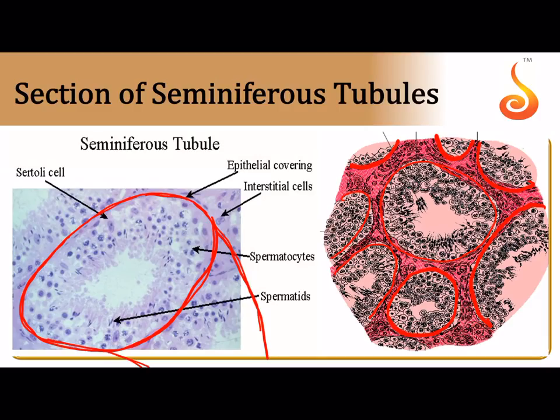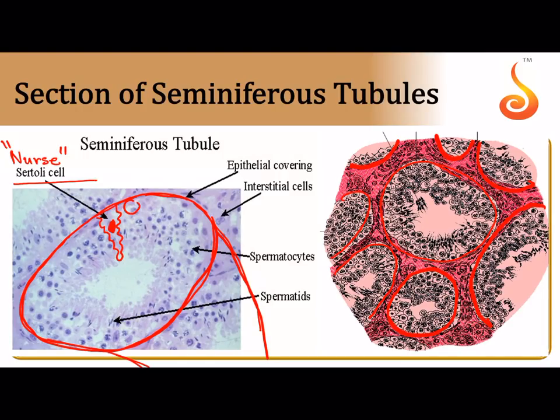inside the seminiferous tubule? Inside the seminiferous tubule, I'm just showing you a rough highlight here, this cell with a nucleus. Actually, it's a pyramidal cell. It's called the Sertoli cell. Now, the Sertoli cell is also called a nurse cell because it provides nourishment to whom?